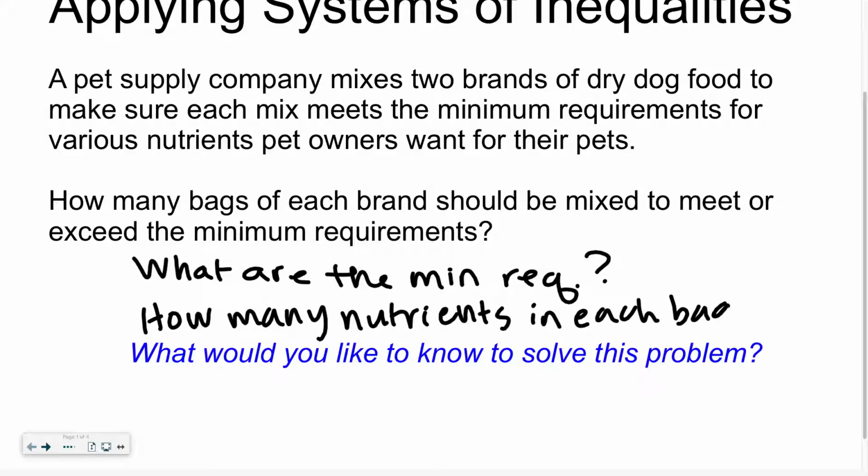Yeah, so we got to know what are the minimum requirements and then what are the number of nutrients in the bag so that we can make sure that we meet those minimum requirements, right? If you were doing this in a real world scenario, you would have to do that kind of research on your own, right? Look it up online or go to the store and figure out what the bags were and what kinds of things they offered. Is there anything else you want to know?